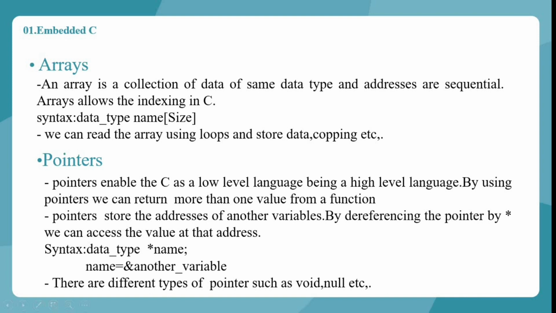There are different types of pointers such as void, null, etc. A void pointer can point to any data type, but typecasting must be done. A null pointer does not point to any location in the memory.